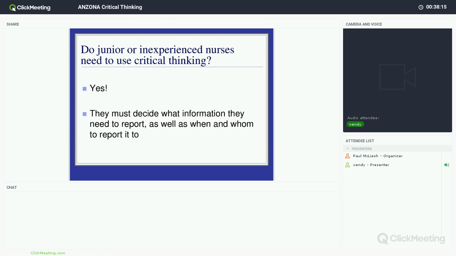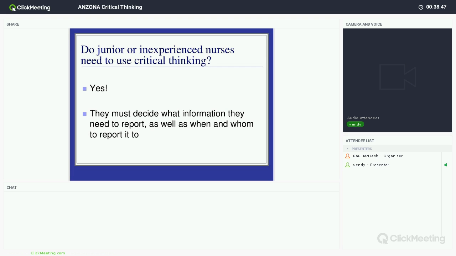Okay, so we've talked quite a bit about the experienced staff and some of the strategies that they use when they're critically thinking, but do our junior or our more inexperienced nurses need to be critically thinking as well? And what I say is yes, because their decision making may not be expected to the level that you're expecting of your really experienced nurses, but they need to know what are those little flags and what are the bits of information that they need to be able to report to us as well.